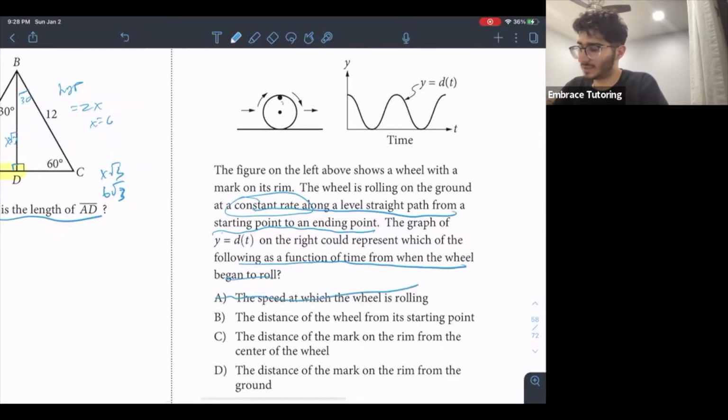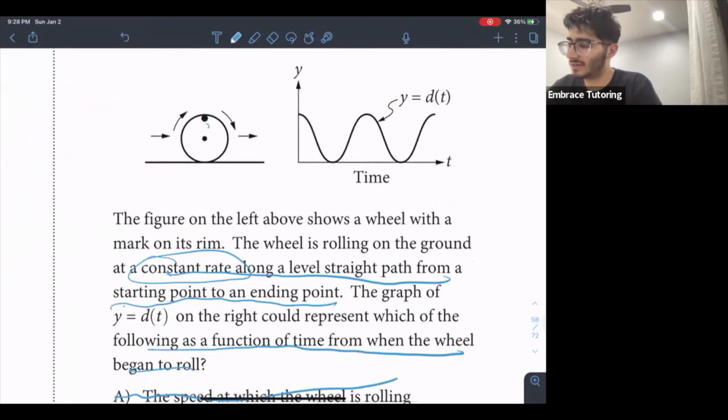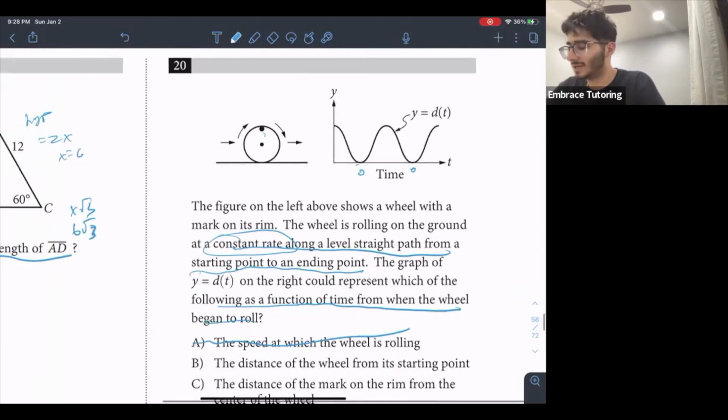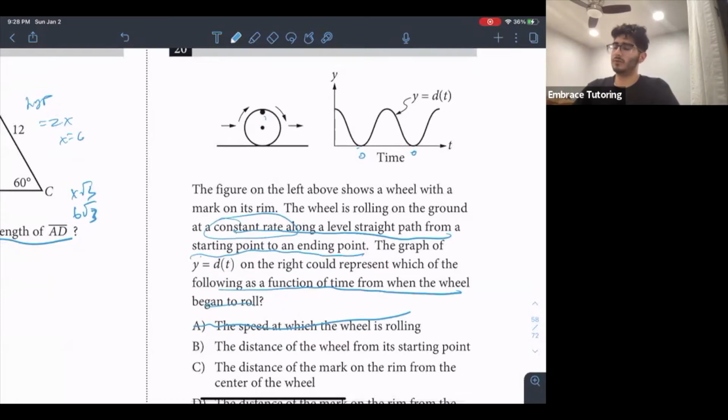So it can't be A because it starts at a certain value and then it goes down to 0. Then it increases to that same value at the height value, and then it goes back down to 0. And then it goes back up and then it stops. So that can't be the case. So it can't be the speed of the wheel rolling because it would be constant.